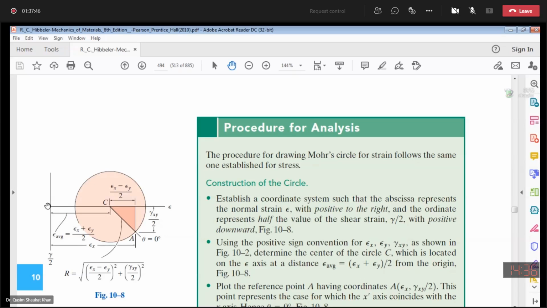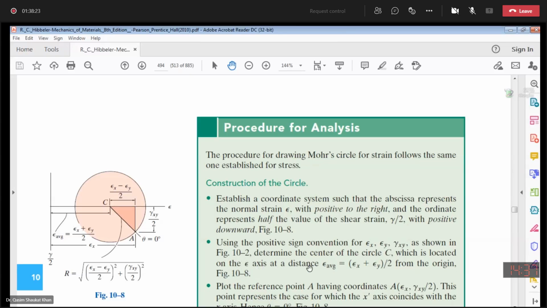Origin 0, 0 is this one. This is the center of the Mohr circle. So the center of the Mohr circle, C, is located on the normal strain axis at a distance. The coordinates of the point C are the average strain and zero shear strain.